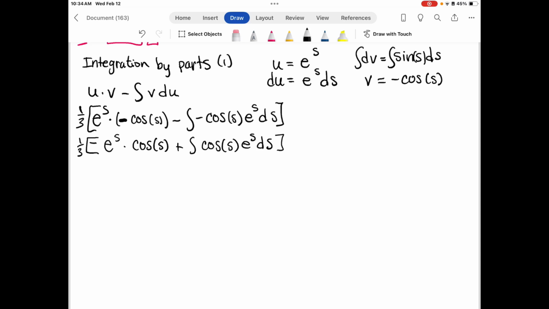All right, so let's multiply through with that 1/3. So I have negative 1/3 e to the s cosine s plus 1/3 integral of cosine s e to the s ds. All right, now this is where we're going to have to do integration by parts the second time.